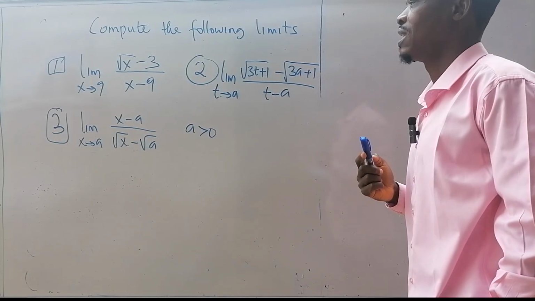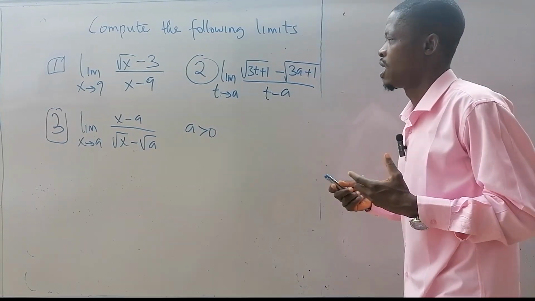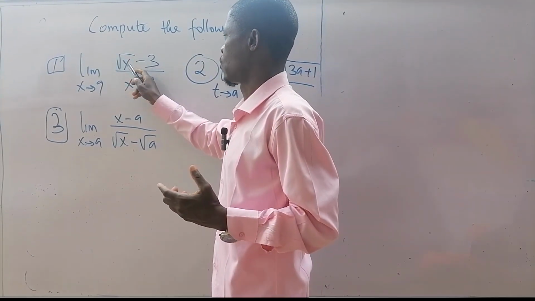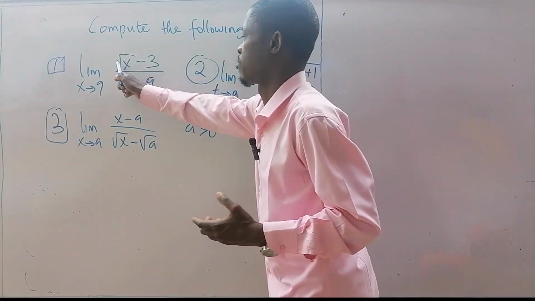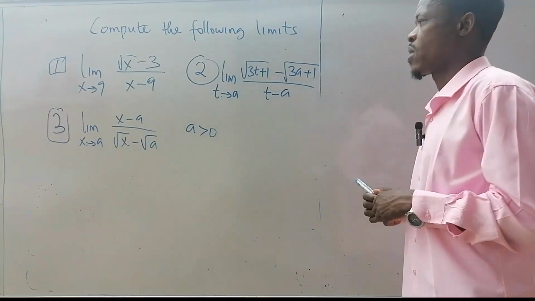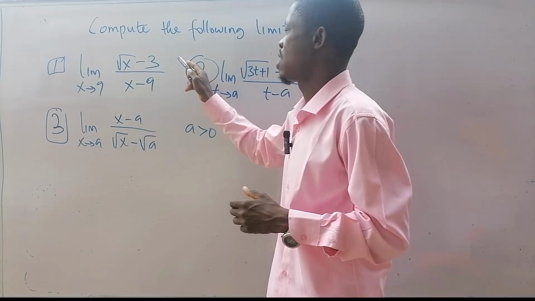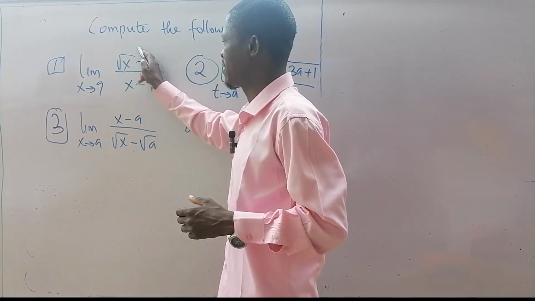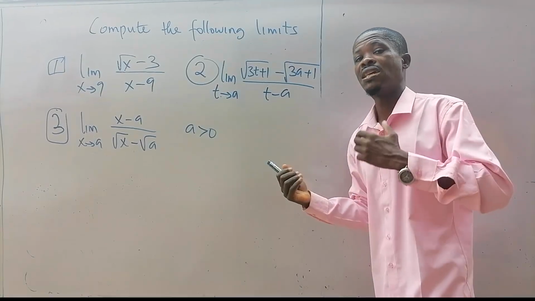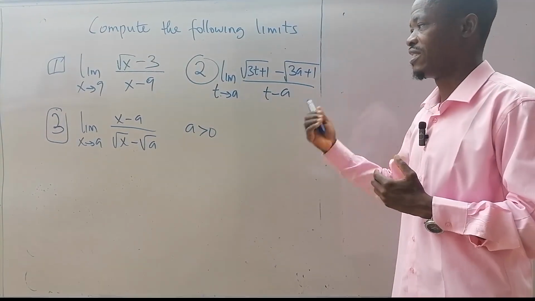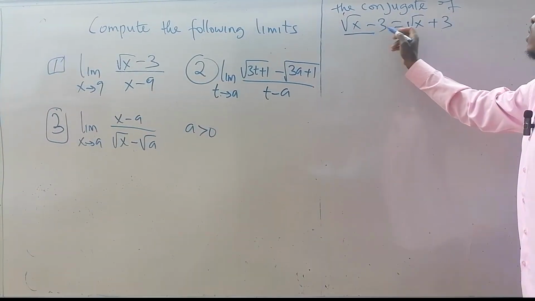Put the following limits. Spot for the complex function there, which is the one here: the numerator has the complex function because of the radical. So what we are going to do is find the conjugate of the numerator and use it to multiply both the numerator and the denominator. So the conjugate of this is this.